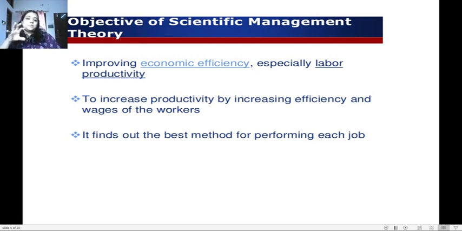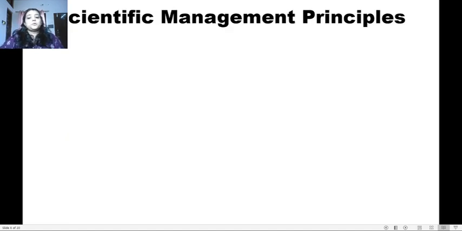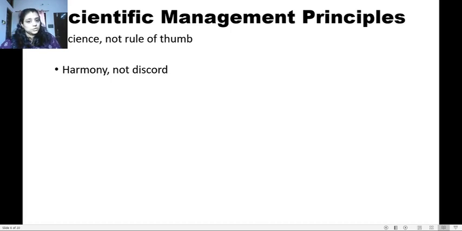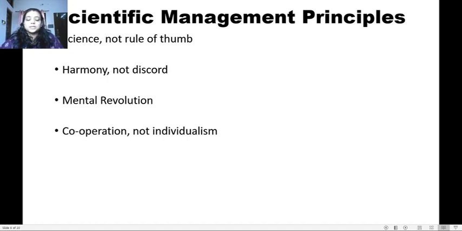So the best method of performance was being taken care of here. Again, the scientific management principles, if we go through them, the first one is science, not rule of thumb. That means not one thing is not being taken care of, everything is being taken care of. Harmony, not discord. There should be harmony in the organization and not differences between the employees. Mental revolution, where we say there is a change in attitude.